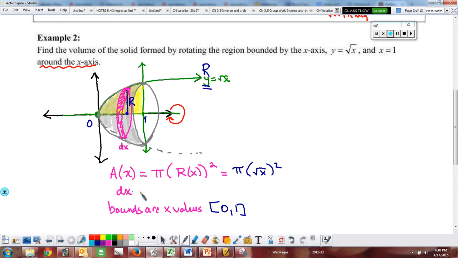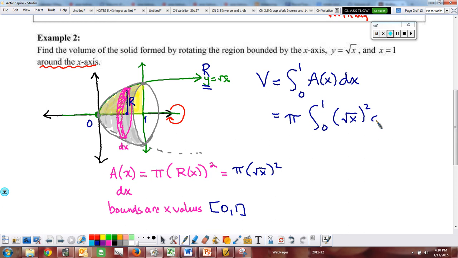X values, x values, x values. So my volume, I add up from 0 to 1 all of the areas times dx. That's how I get my volumes. And because pi is always a constant, they just like to pull it in front: pi, integral from 0 to 1, of square root of x squared dx. And then from there, you would just calculate the actual value.